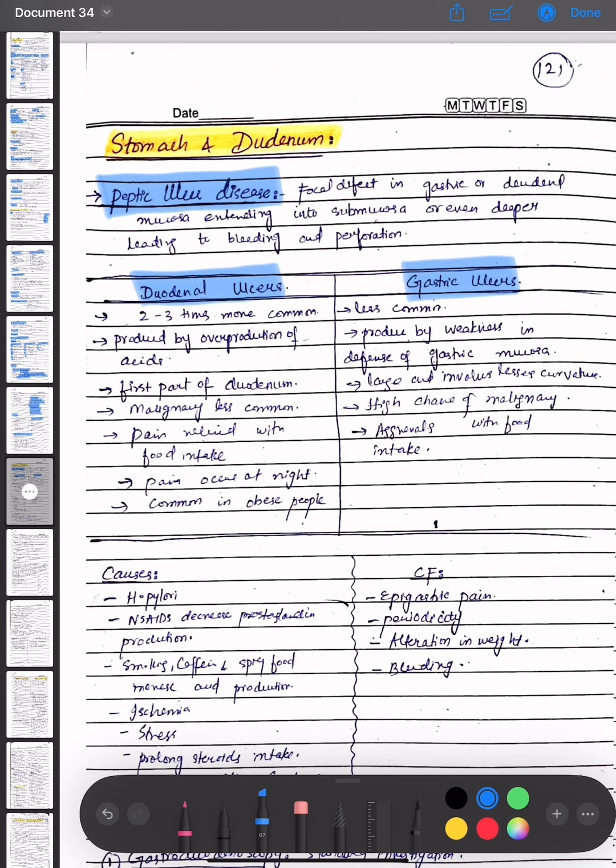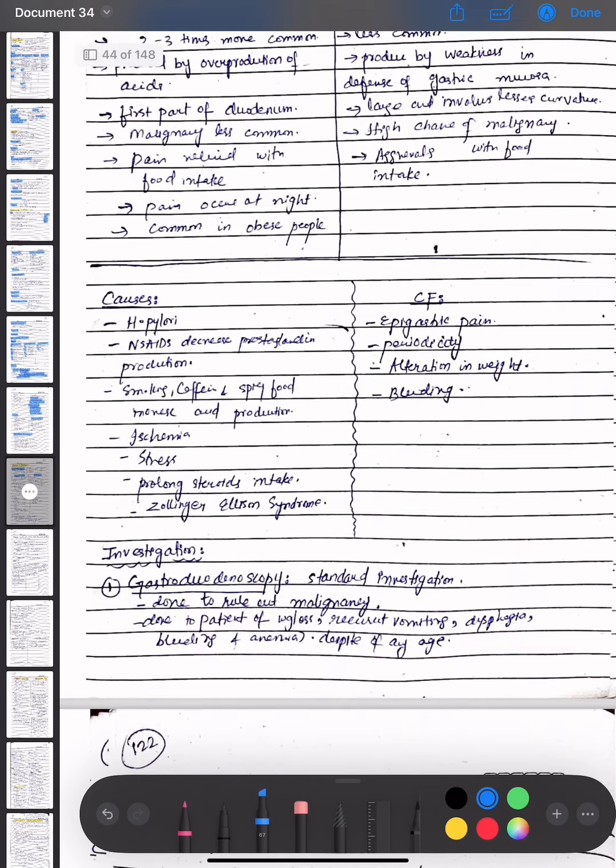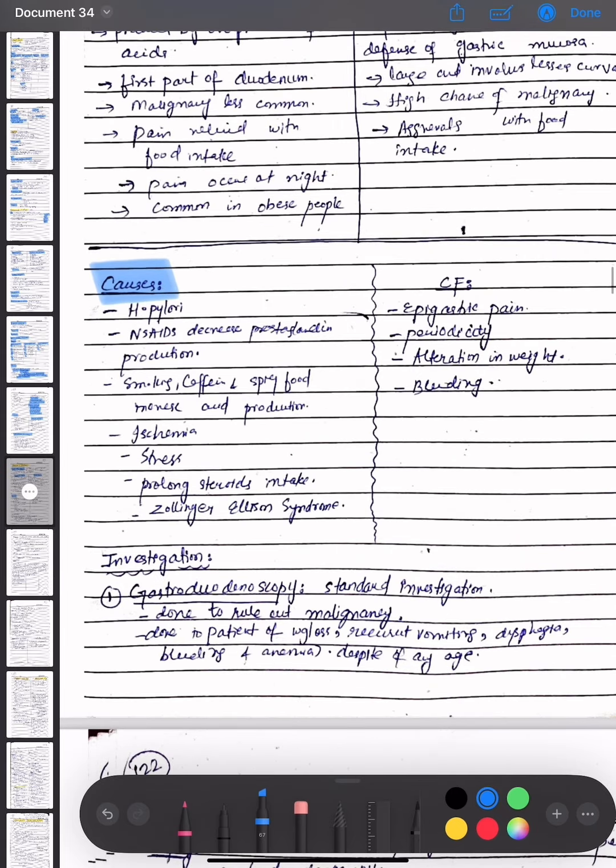Now, what are the causes of the ulcers? These are H. pylori, the NSAIDs decrease prostaglandin production, smoking, caffeine, spicy food increase acid production, ischemia, stress, prolonged steroids intake, and Zollinger-Ellison syndrome. The clinical features are epigastric pain, periodicity, alteration in weight, and bleeding.